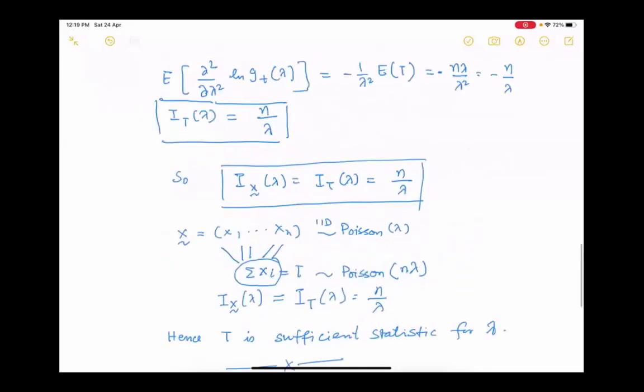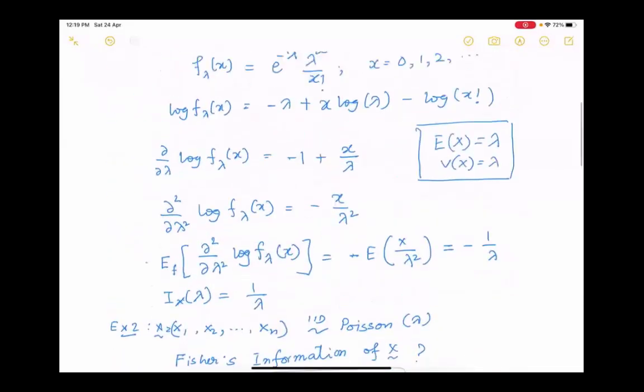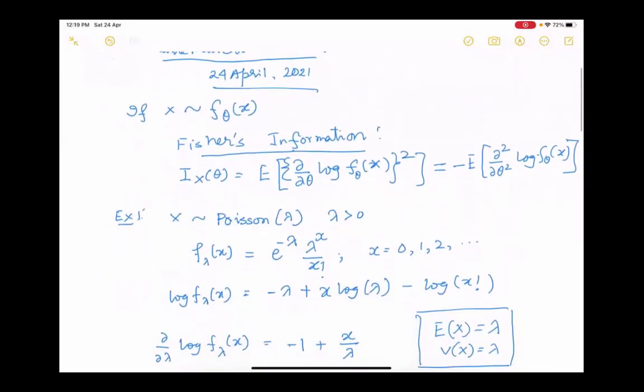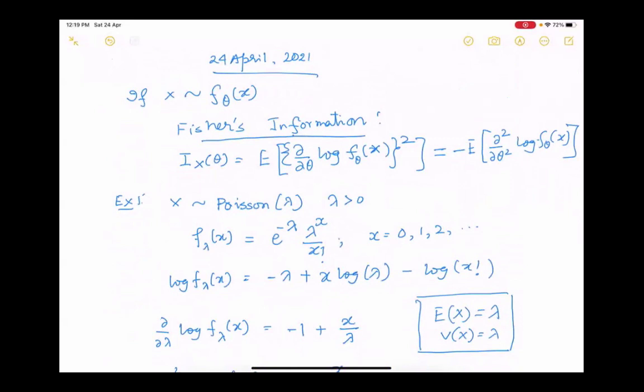So let me just quickly go through then. So what we have done since the beginning. So we are assuming X follows f(x; θ). This is the Fisher's definition of Fisher information.